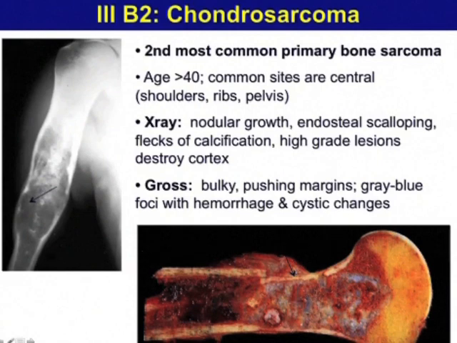So we're going to compare and contrast that with chondrosarcoma. Chondrosarcoma is the second most common type of sarcoma of bone. It usually happens in older people, unlike osteosarcoma, which we talked about in young people. Chondrosarcoma is a central process. C for chondrosarcoma, C for central.